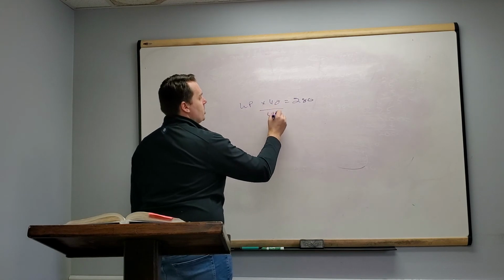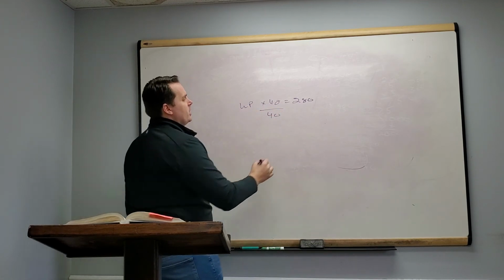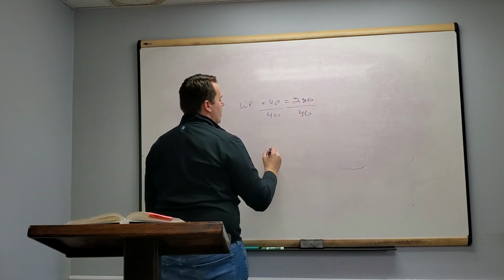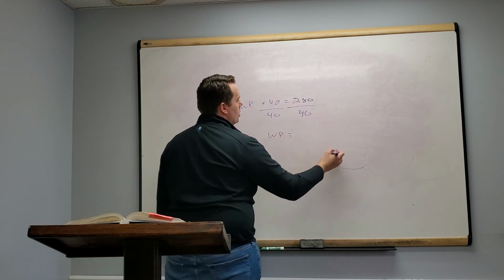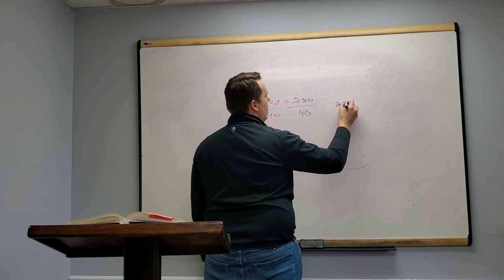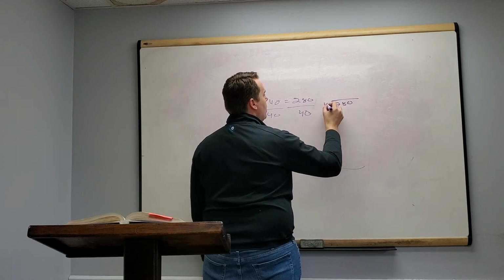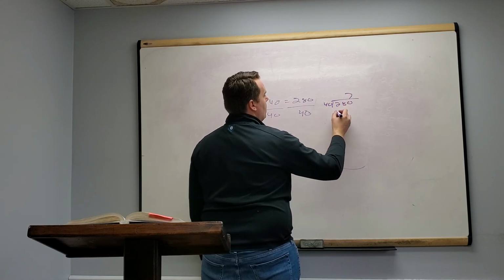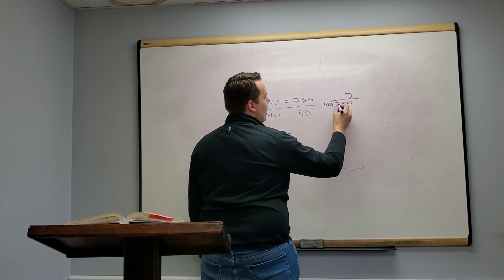So what percent times 40? I'm going to divide both sides by 40. So what percent by itself equals 280 divided by 40. I'm pretty sure I'm going to get 7. But let's see here. 40 goes into 280 7 times. Okay? So you're going to have an answer of 7.